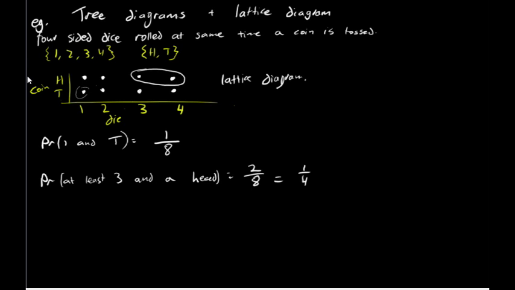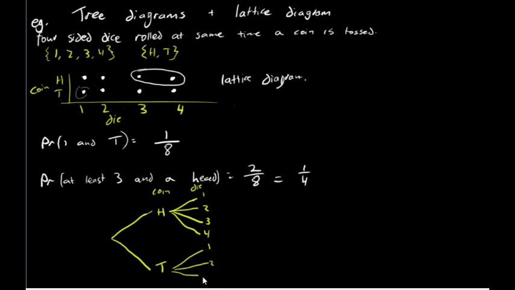Just to draw out a tree diagram, so that's using a lattice diagram. I might be interested in what a tree diagram looks like. Essentially, we have either a heads or a tails. That's for the coin. And depending on what I get for the coin, I'm either going to get a different number for the die. So there's my coin, heads or tails, and then the die. I then roll 1, 2, 3, or 4. So that would be a tree diagram.